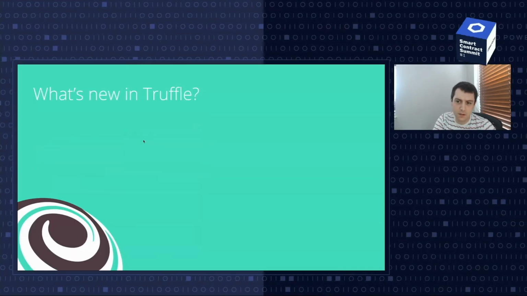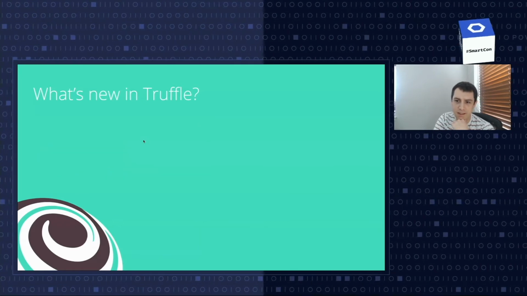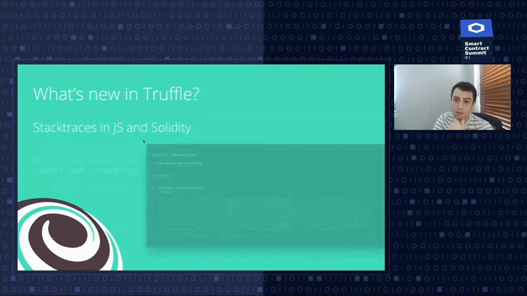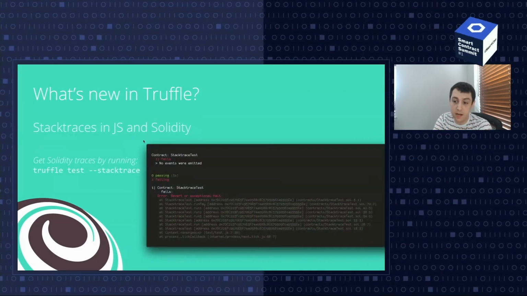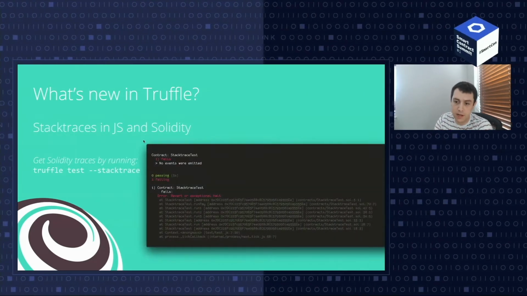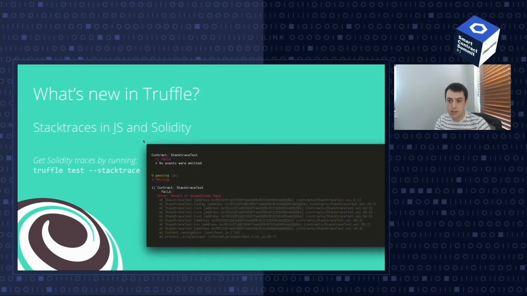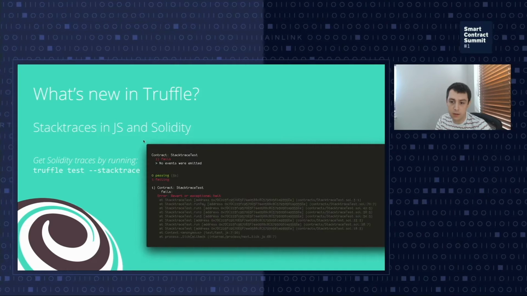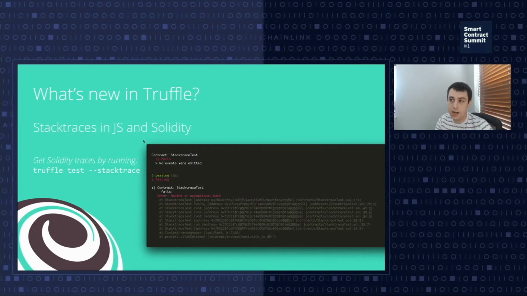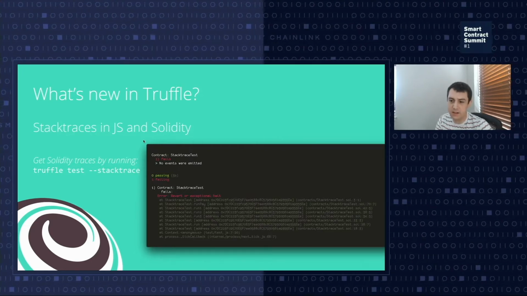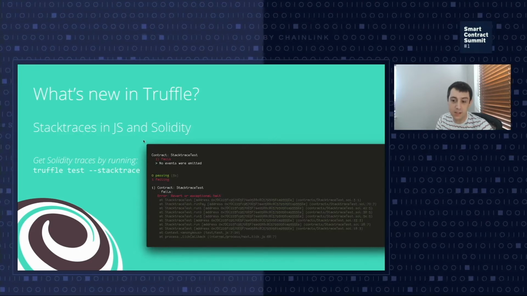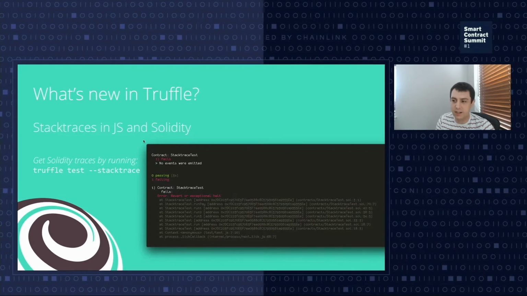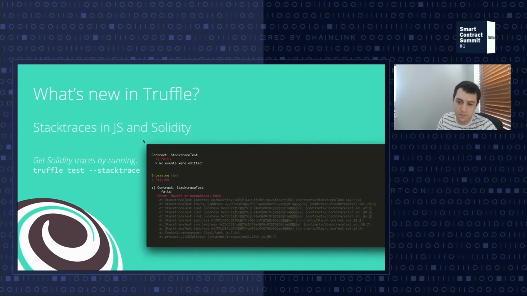On the Truffle side, we have a lot that's been released over the last 6 to 12 months. For instance, we have our stack trace support. If you run Truffle test, this will run your automated tests. If you want to find out where something went wrong in Solidity or in JavaScript, you can pass the --stack-trace option, and you can see in the image there that you know exactly where you were when something went wrong, both the address of the contract and the line in the code.